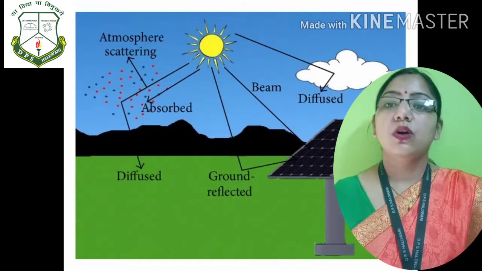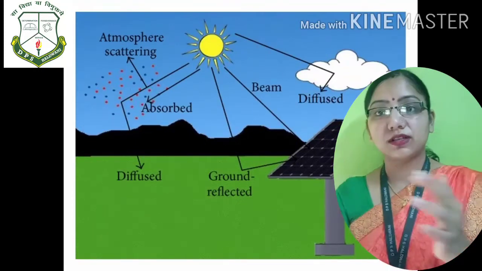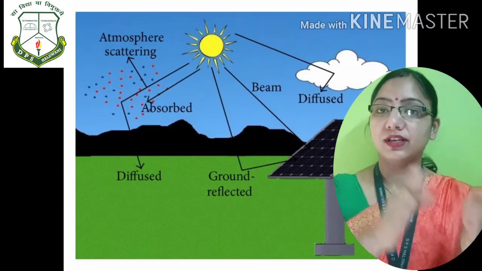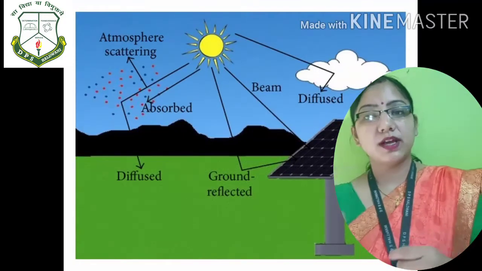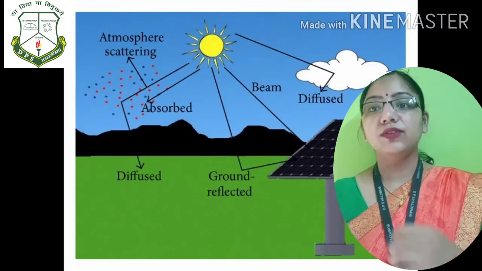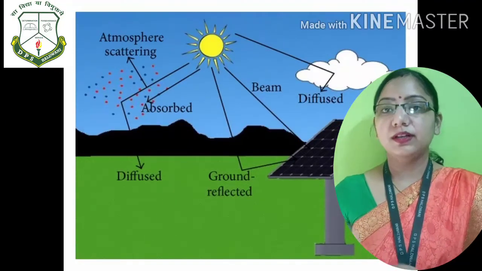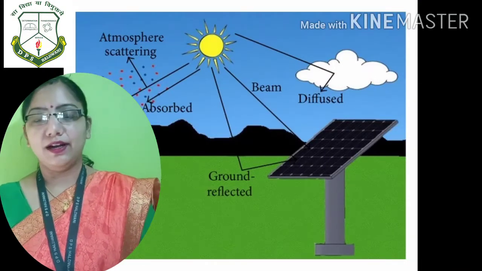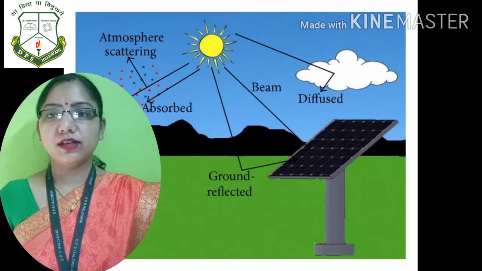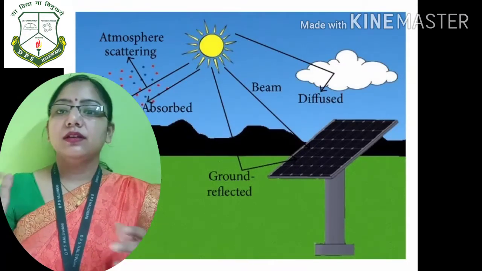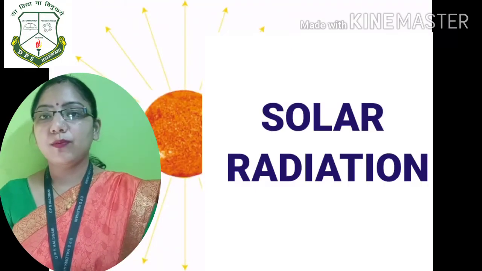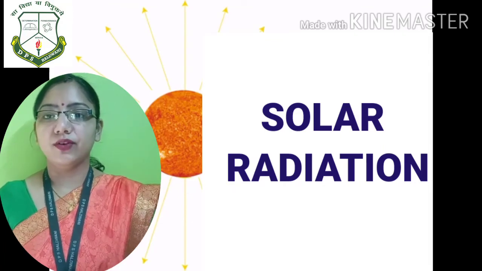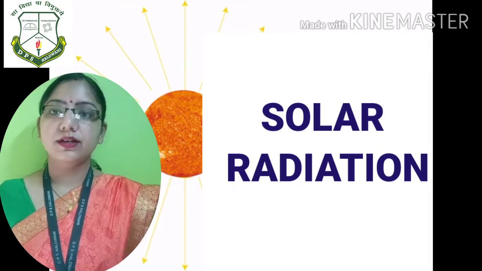To know about the relation between these activities, and what is the relation of these activities with the climate, how these are affecting the climate, we will see in this chapter. Our today's chapter is solar radiation, heat balance and temperature. This chapter has three major topics and each topic contains different subtopics. Today we will first cover our first topic, that is solar radiation.